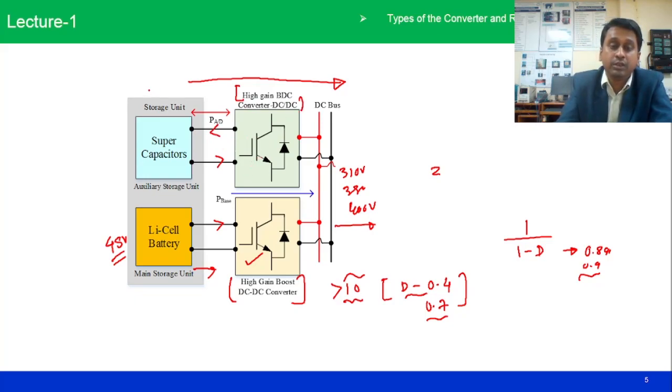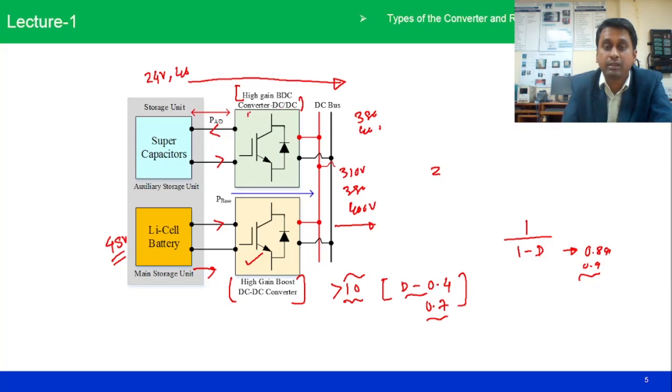High gain, because the voltage rating of the supercapacitor storage unit is very low, around 24 to 48 volt, and the DC link voltage is around 380 to 400 volt. That's why a high gain boost converter is required for boosting, for giving the power, and a high gain buck stage is also required for the charging stage.